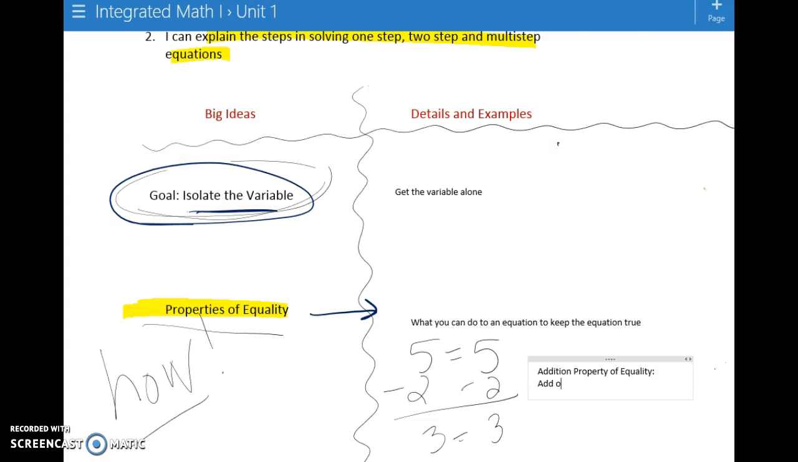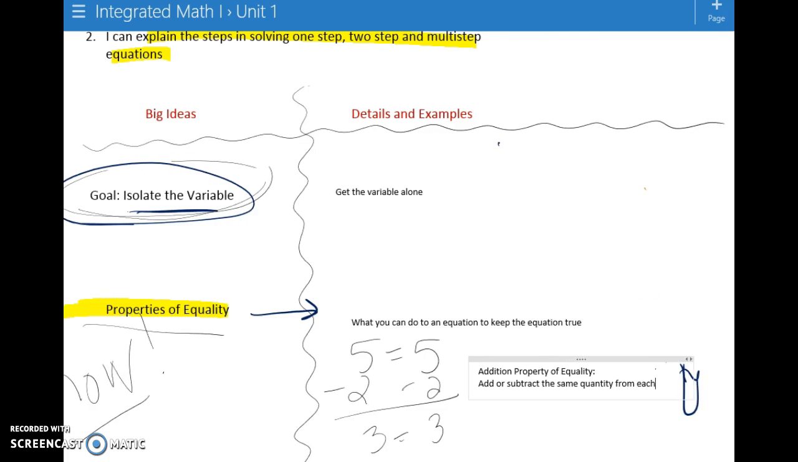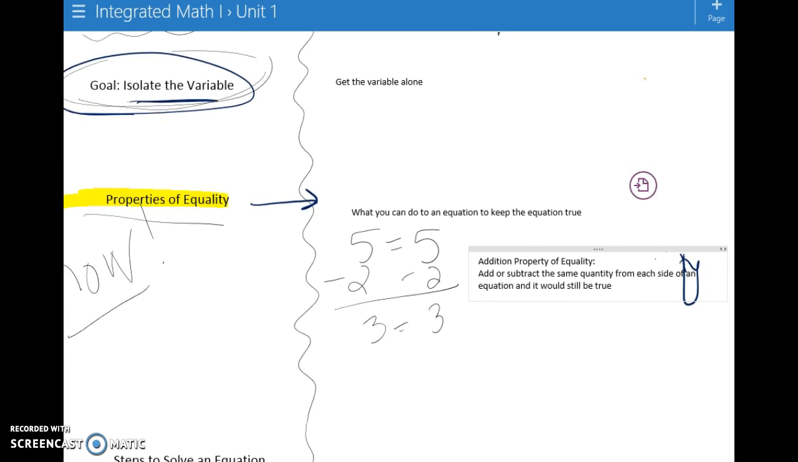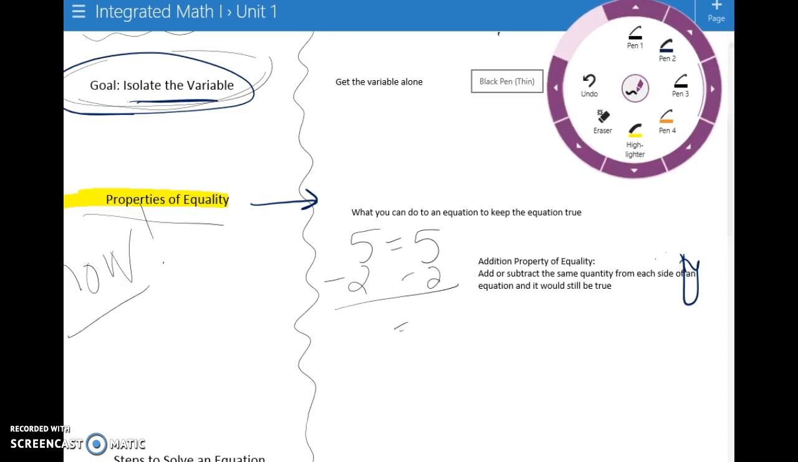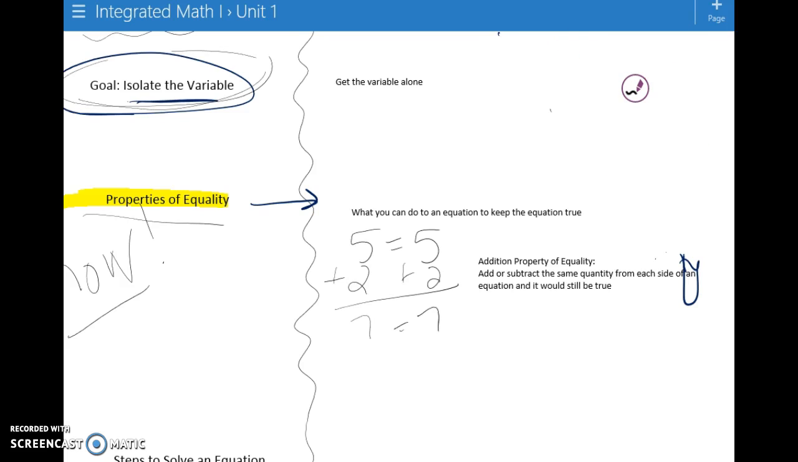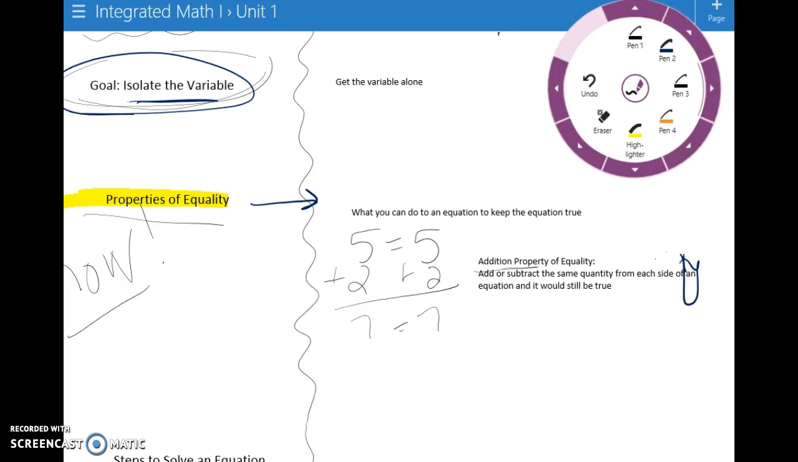It says you can add or subtract the same quantity from each side of an equation, and it'll still be true. Notice I subtracted, but it's still called the addition property. What if I added 2 on both sides? It'll be the same situation. I would get 7 equals 7, still true, and that's still the addition property of equality.